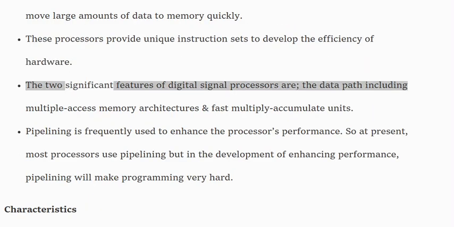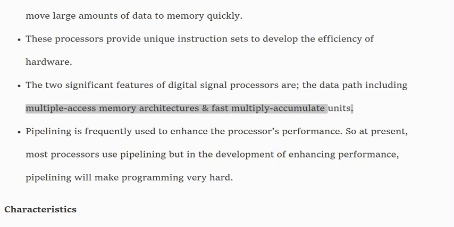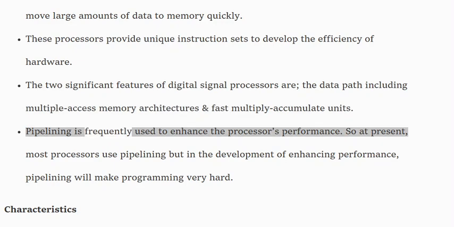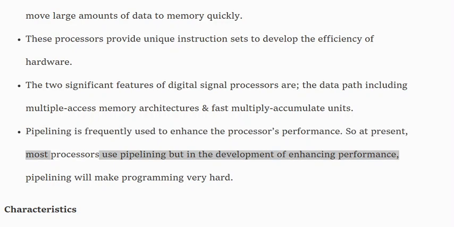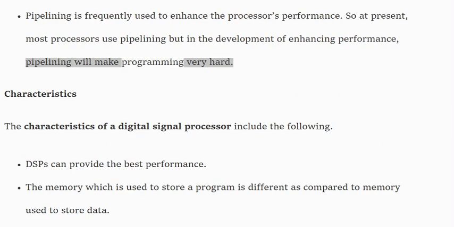The two significant features of digital signal processors are the data path including multiple access memory architectures and fast multiply accumulate units. Pipelining is frequently used to enhance the processor's performance. So at present, most processors use pipelining, but while enhancing performance, pipelining will make programming very hard.